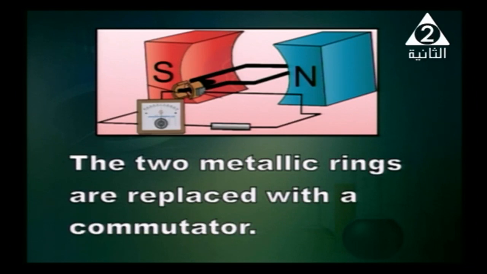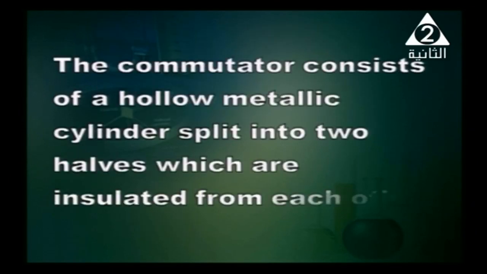To fulfill this purpose, the two metallic rings are replaced with a commutator, as shown in front of you. We don't have any two rings. They are replaced by a commutator. What about the commutator? It is a cylinder split into two halves. Each end of the coil is connected to a cylinder half. The commutator consists of a hollow metallic cylinder split into two halves which are insulated from each other.